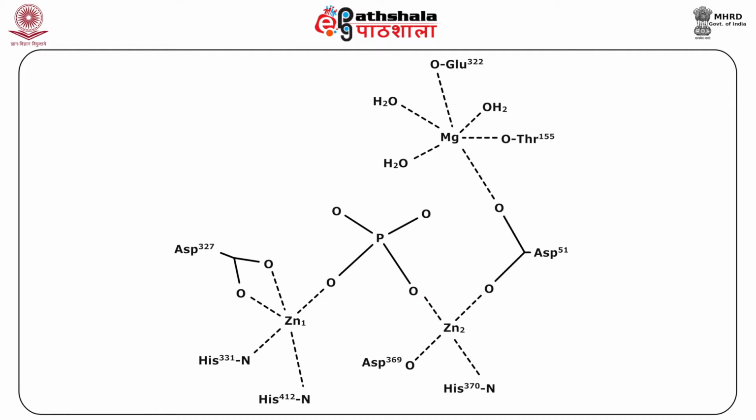The second zinc, zinc 2, has a distorted tetrahedral geometry. The zinc 2 binding site consists of aspartate 369, aspartate 51 and histidine 370 and one oxygen of the phosphoester. One of the carboxyl oxygens of aspartate 369 and aspartate 51 coordinate zinc 2. The nitrogen atom of histidine 370 is also coordinated to zinc 2.